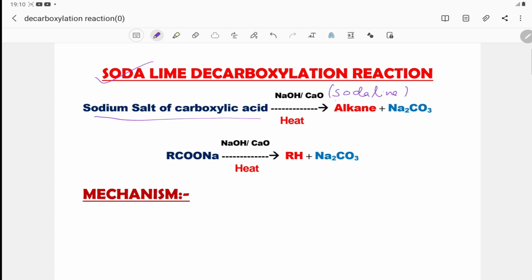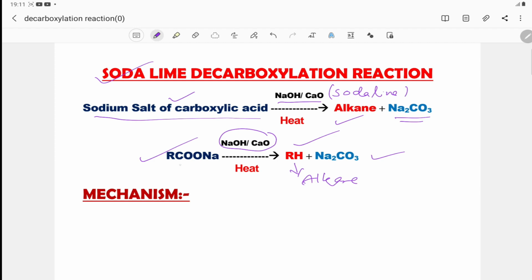Soda lime is a mixture of sodium hydroxide and calcium oxide. When the sodium salt of carboxylic acid gets heated in presence of soda lime, it produces alkane and sodium carbonate. Taking one example, the sodium salt of carboxylic acid when heated in presence of soda lime produces alkane, this is the alkane, and sodium carbonate.